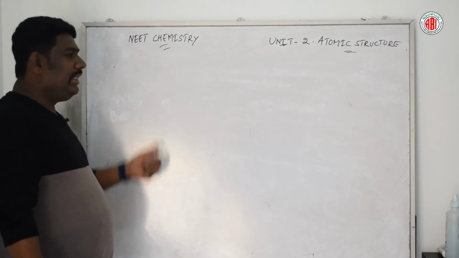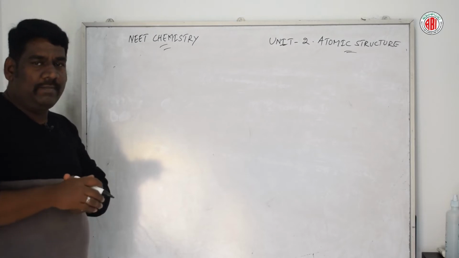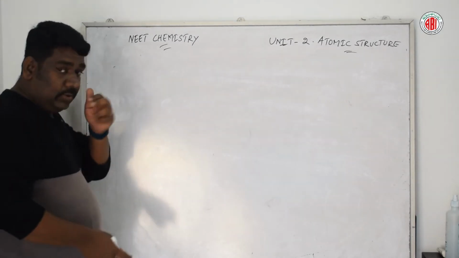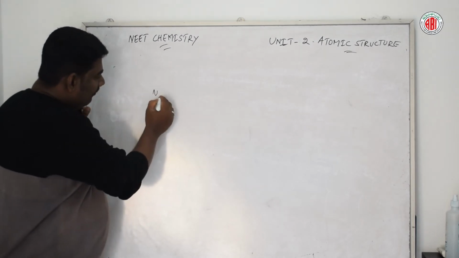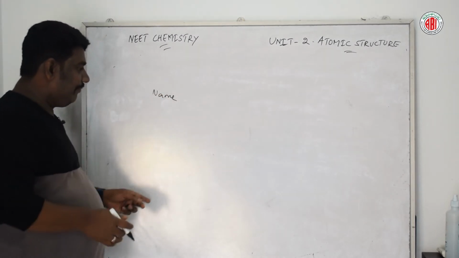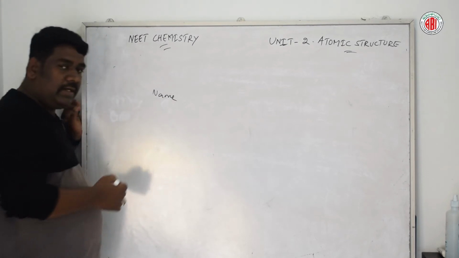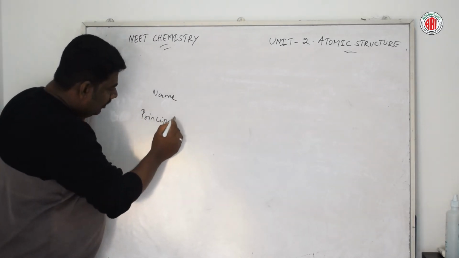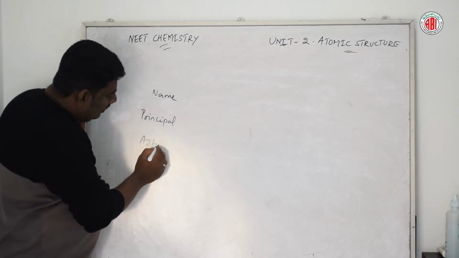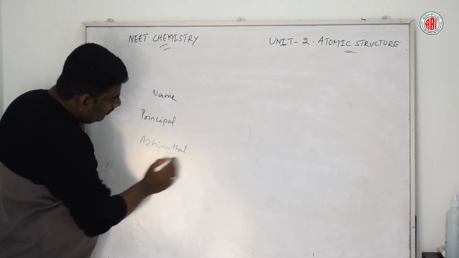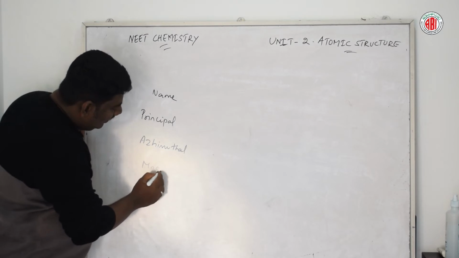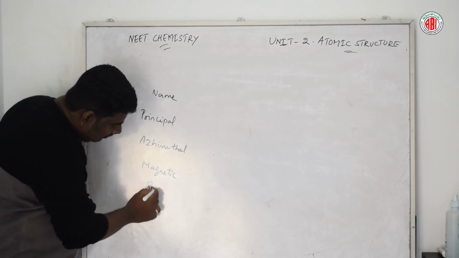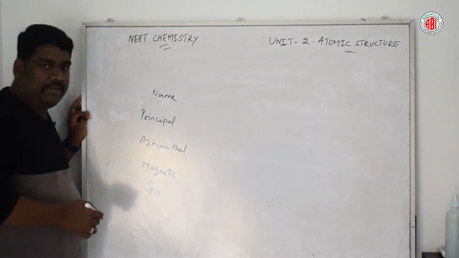Let us discuss all these 4 quantum numbers in detail, summarized in a simple tabular column. Let us write in detail. First, the name of the quantum number. One is called the principal quantum number, the second is called azimuthal, the third is called the magnetic quantum number, and the fourth is called the spin quantum number. There are 4 types of quantum numbers.